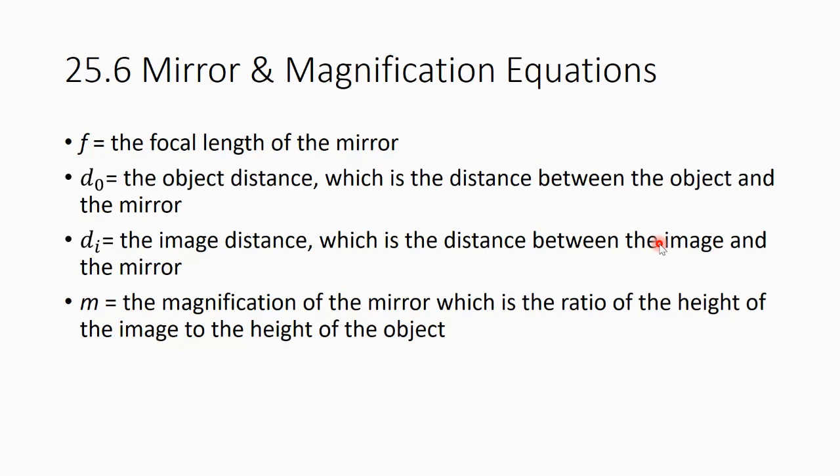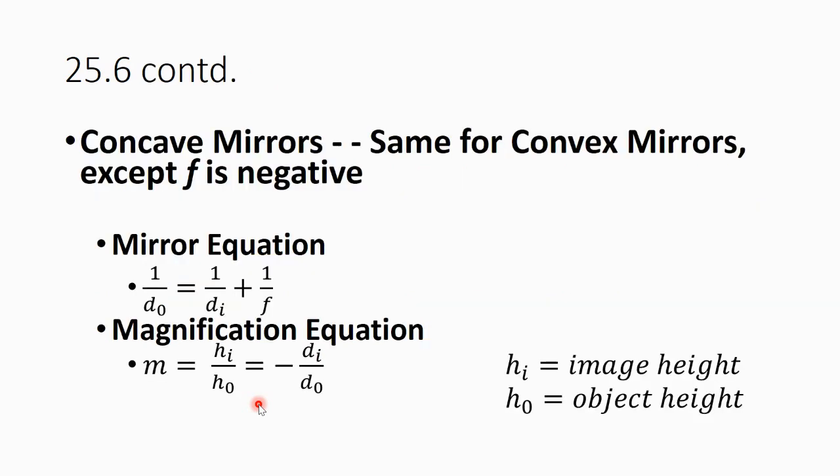So mirror magnifications: lowercase f is the focal length, d_o is the object distance, d_i is the image distance, and m is the magnification, which is the ratio of the height of the image to the height of the object. For concave mirrors, these equations are the same for convex mirrors, except f is negative. So we have this little mirror equation here: 1 over the object distance equals 1 over the image distance plus 1 over f. And then the magnification equation, so m is the height of the image divided by the height of the object, or you could say negative the image distance over the object distance.